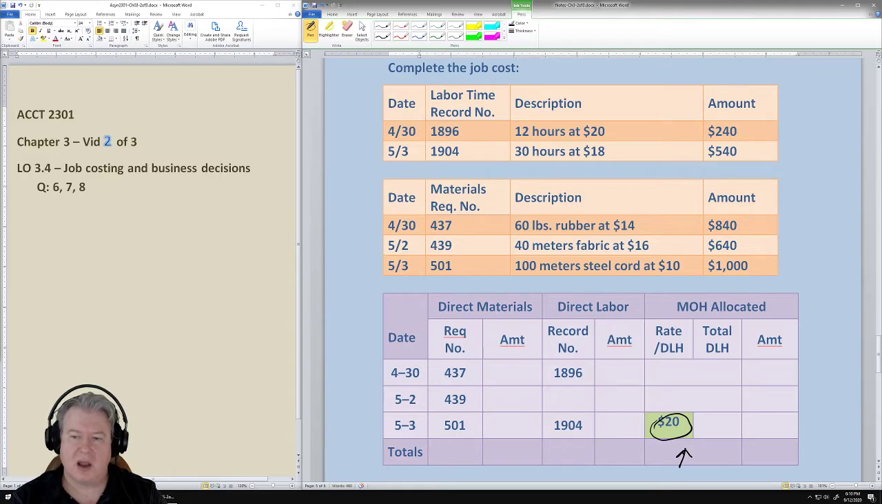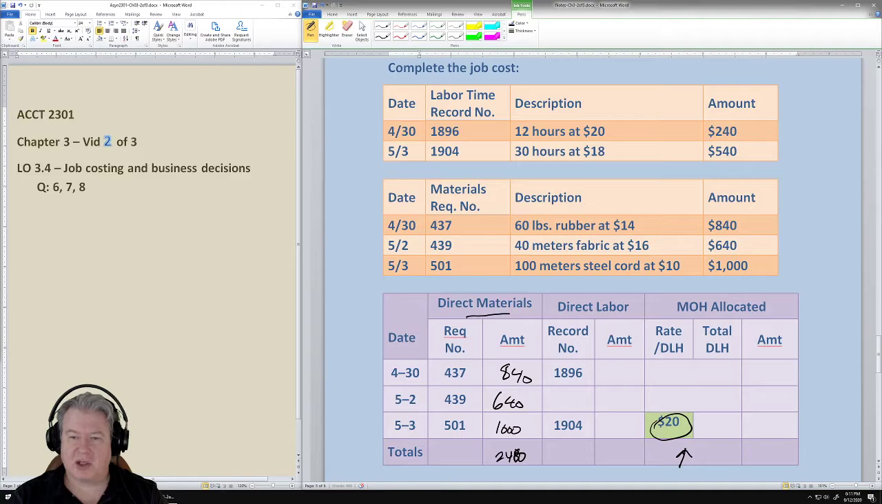So here we're seeing, okay, order number 437 is $840. Order number 439 is $640. And then order 501 was $1,000. We would add those up and we would get $2,480. That's going to be our direct materials cost. So in other words, we're just trying to figure out our job order cost again.